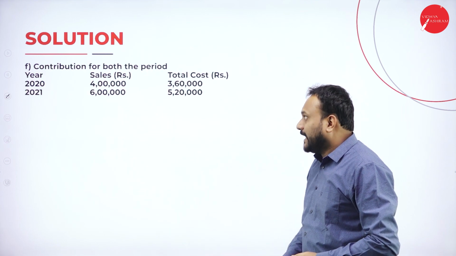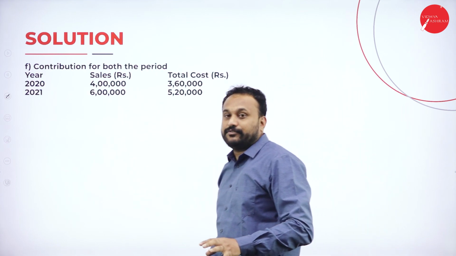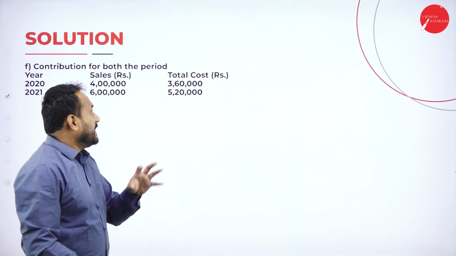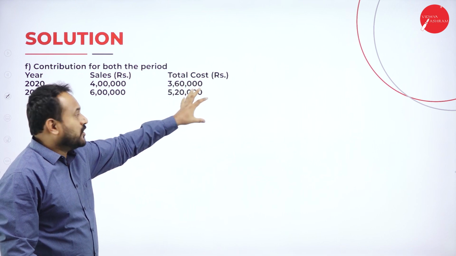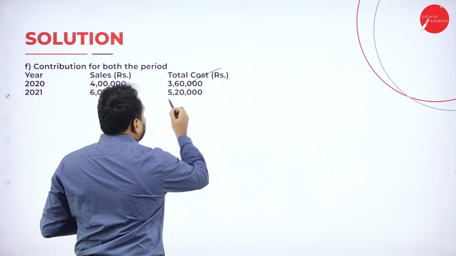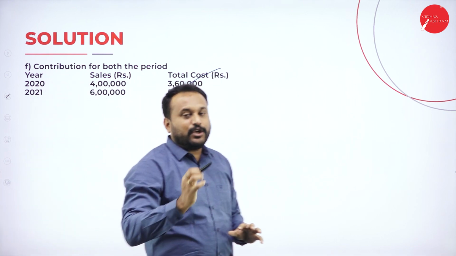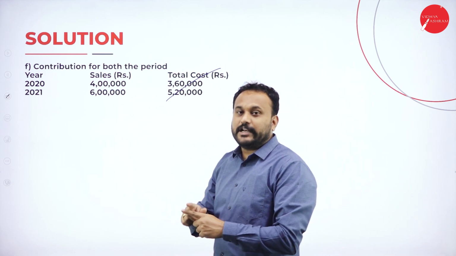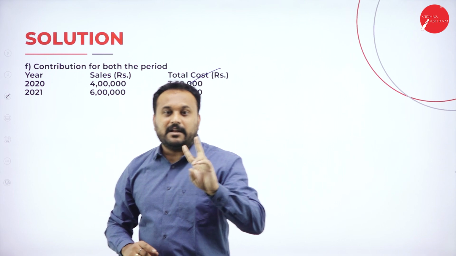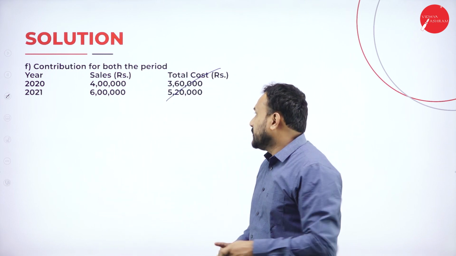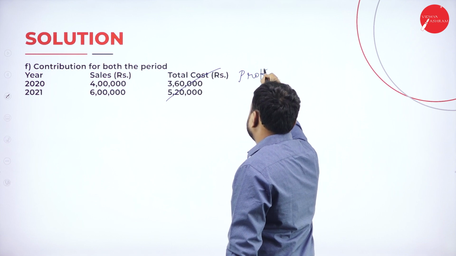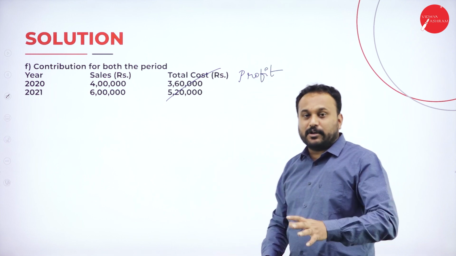After sales, we have the last one, that is contribution for both the periods. Again, when you go with contribution, you don't need total cost throughout the question. You only need your sales and profit. So let's go with this. Here we'll write only profit. You make a column like that, profit.